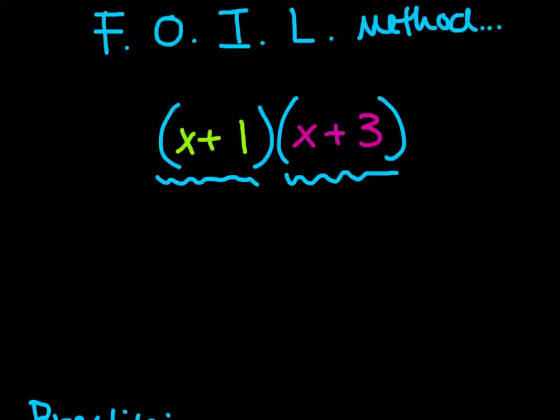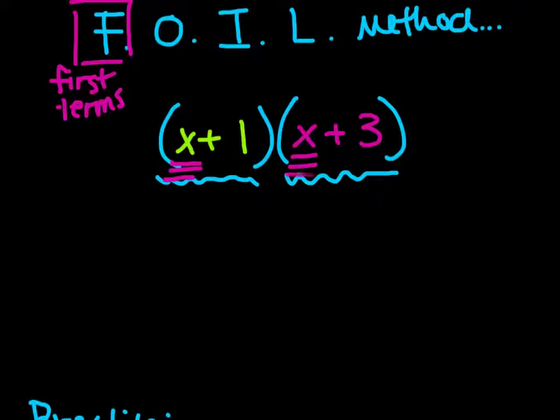So to start out with, we have F. F within the FOIL method stands for first. First is first terms. Our first terms are this x and this x at the very beginning. Essentially, they are the first terms in each set of parentheses. And we're going to do a little multiplication. So we have x times x.